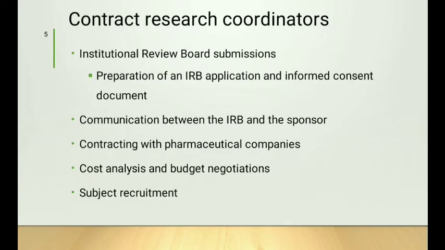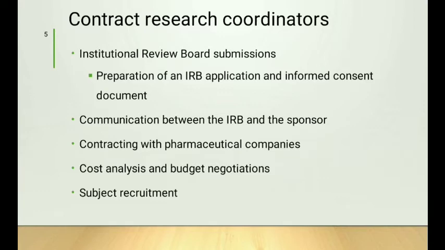Next we will see the CRC. CRC means Contract Research Coordinator. It's the institutional review board submission. Their role is to submit the protocol to the IRB, and prepare the IRB application and informed consent documents. They have to prepare the institutional review board application form and informed consent documents. Communication between the IRB, the institutional ethics committee or institutional review board, and the sponsor. So they are in between the ethics committee and the sponsor. They have to communicate between the sponsor as well as the ethics committee.